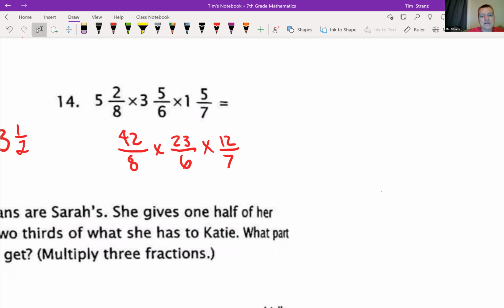Okay, so again, you can cancel out some things here. I'm going to cancel out the 7. That goes into that 1 time. 7 goes into 42 6 times. 6 goes into itself once. 6 goes into 12 twice. And that's all I can cancel out.